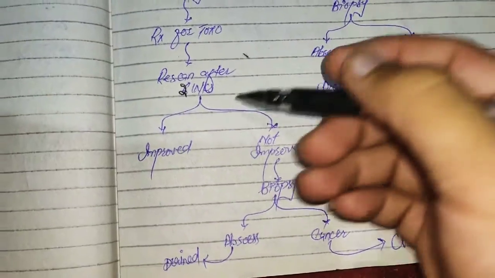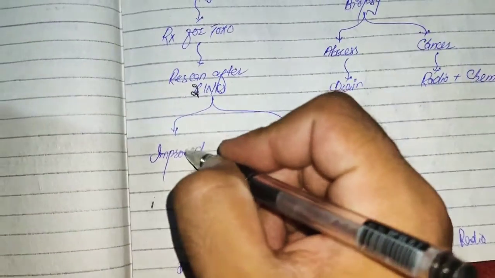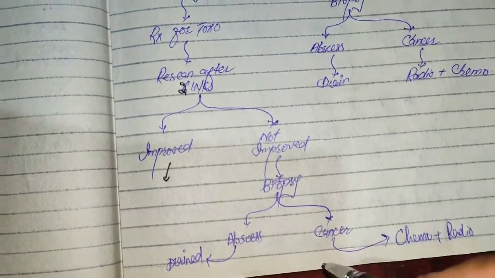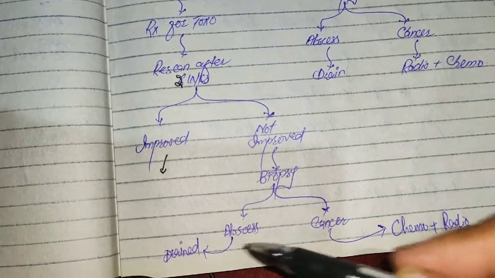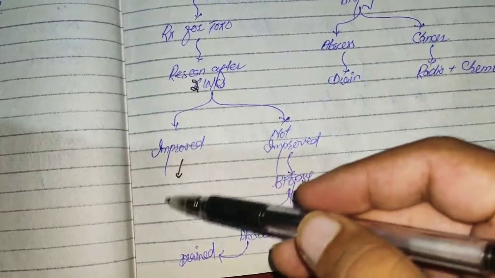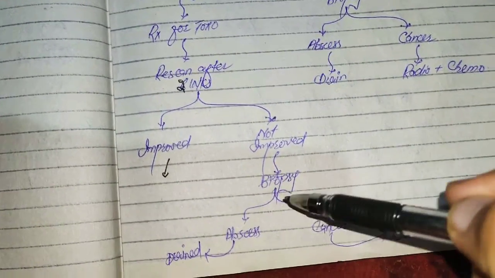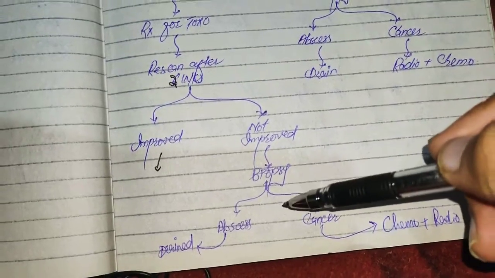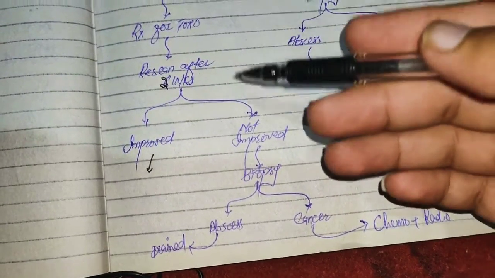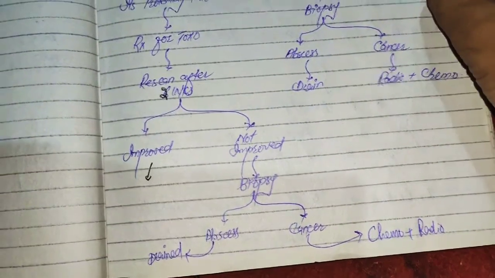So if it is improved, then you continue the therapy, and if it is not improved, then you do the biopsy and find out whether it is abscess or it is cancer. If it is improved, then you continue the same therapy. If it is not improved, then you dig out further. You look at whether it is fluid or solid, so whether it's an abscess or cancer, so you then treat accordingly.